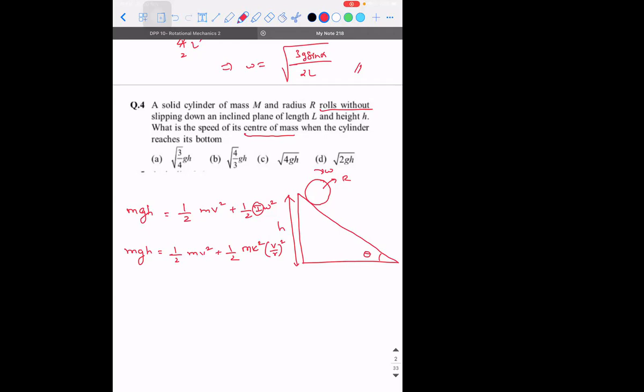Accepted? So m gets cancelled. gh will be equal to v square plus k square v square by r square, the whole multiplied by 2, and the 2 will go to the other side. If I take v square common, it is 1 plus k square by r square. So v will be equal to root of 2gh divided by 1 plus k square divided by r square. So there is the formula actually.